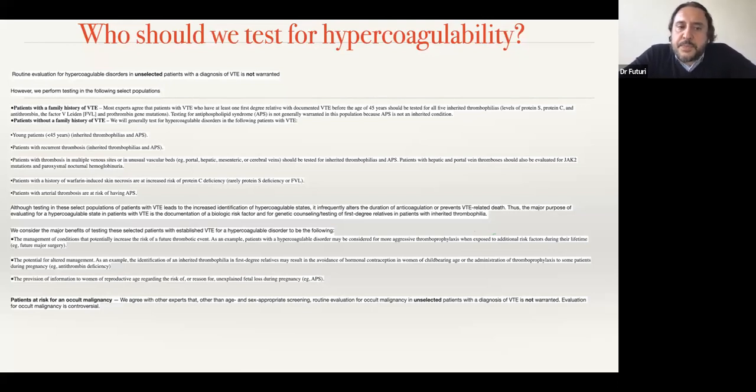And again, although testing can lead to increased identification of hypercoagulable states, it doesn't always alter the duration of treatment for these patients. And essentially, the major benefits of testing these patients are really for patients in which management in certain things in the future can be helpful, future major surgery, future pregnancy.